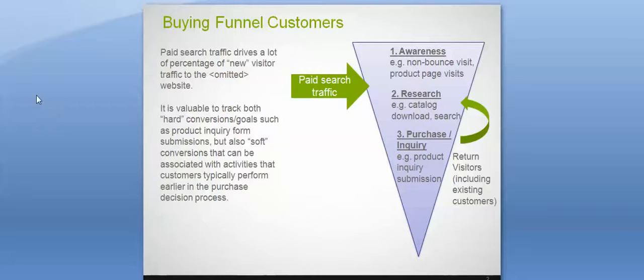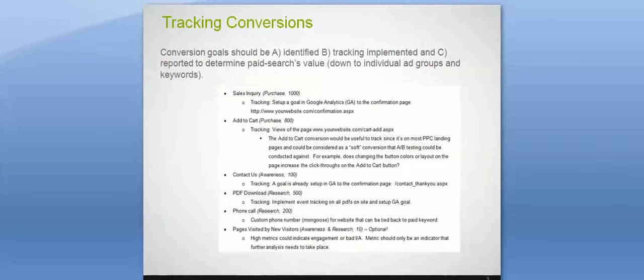So the first step is once you've identified all those different types of conversions, which interchangeably we'll use the term goals, because in Google Analytics you set goals based on when a certain action happens, a certain conversion. So once the conversion goals have been identified and the tracking implemented, which I'll talk about a little bit later, you'll be able to determine the paid search's value down to individual ad groups and keywords.